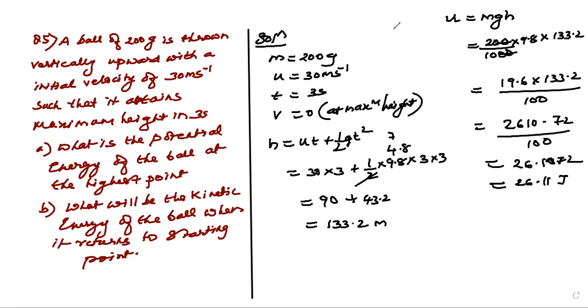The B part. This is the A part of it, where U is the potential energy. Now B is the kinetic energy, children. Kinetic energy equals half mv square. By the law of conservation of energy, kinetic energy is equal to potential energy at the top. What is the potential energy at the top? 26.11 joules. Okay, we get it, children.